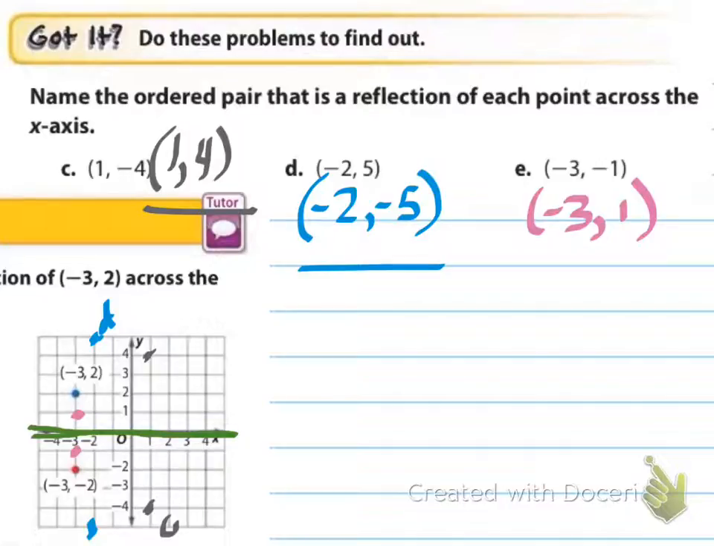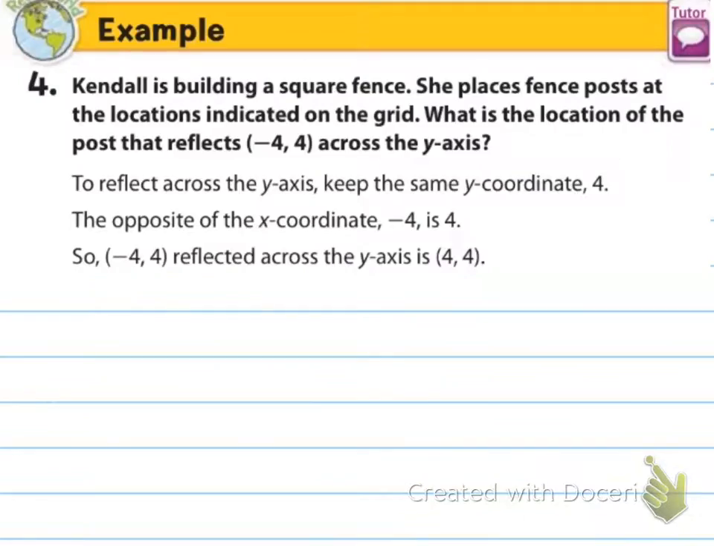So think of it like folding a book or putting a mirror up against the line. So Kendall is building a square fence. She places fence posts at the locations indicated on the grid. What is the location of the post that reflects (-4, 4) across the y-axis?